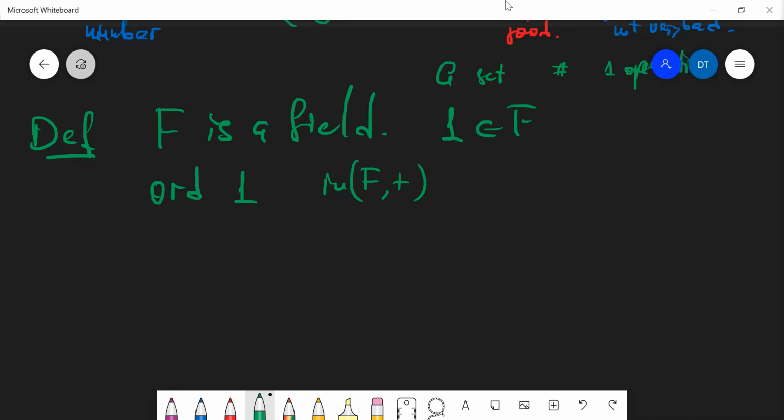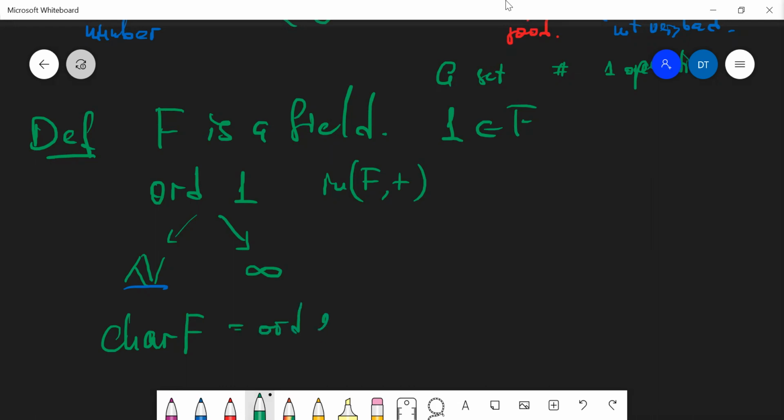And this is a number, or the symbol infinity. So this has two options: either it's a natural number or it's the symbol infinity. So in the first case, now I want to define the characteristic of a field. I will say that if the first case happens, this number is the characteristic of the field.